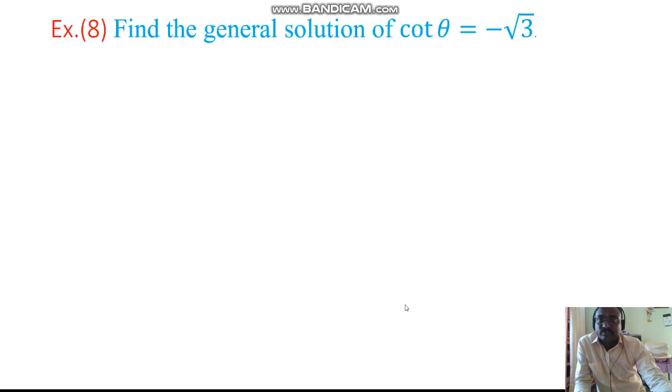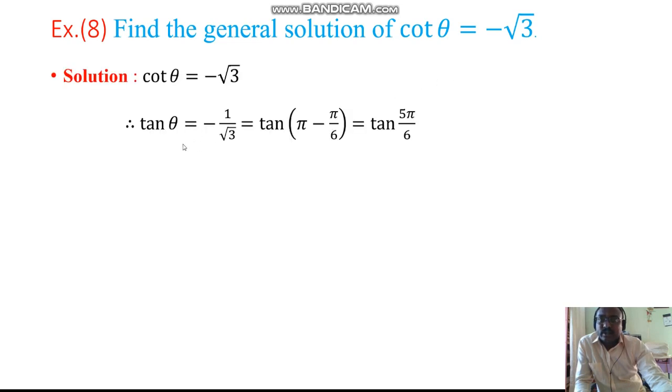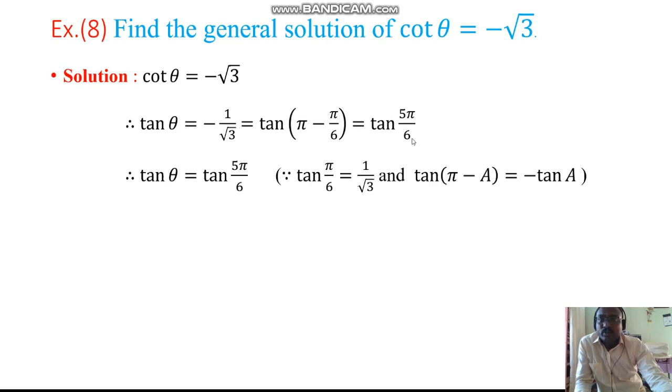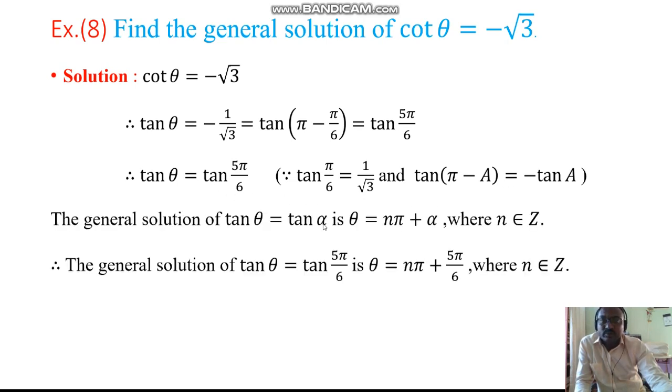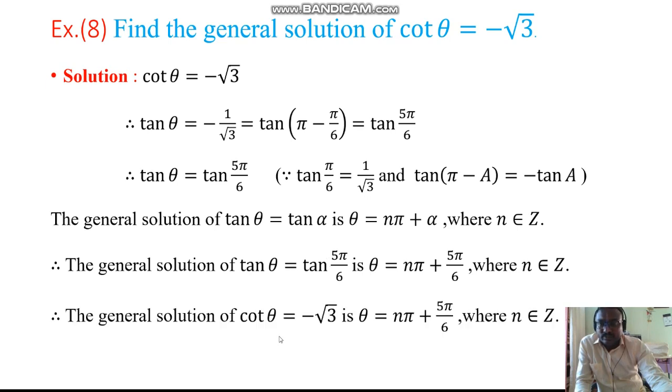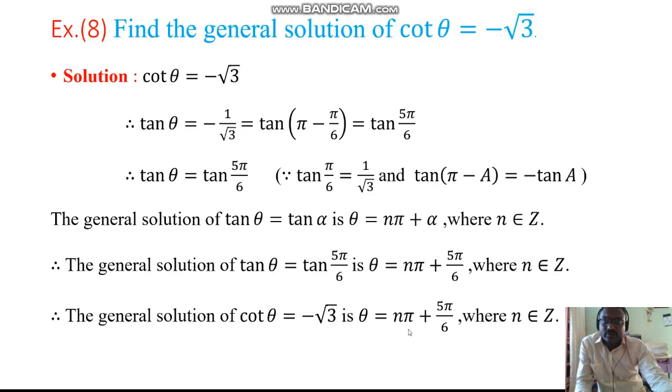Next example, cot theta is equal to minus root 3. We get here tan theta is equal to minus 1 by root 3, which is equal to tan of pi minus pi by 6, that is equal to tan of 5 pi by 6. This is the reason behind it, and we get tan theta is equal to tan alpha, and by using the formula we can write theta is equal to n pi plus 5 pi by 6. This is the general solution.